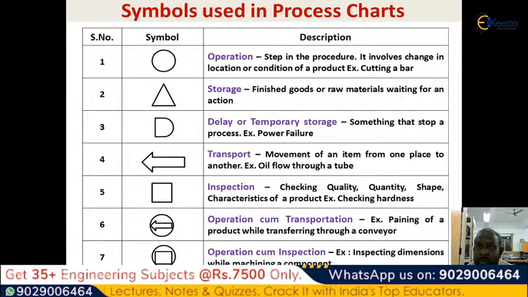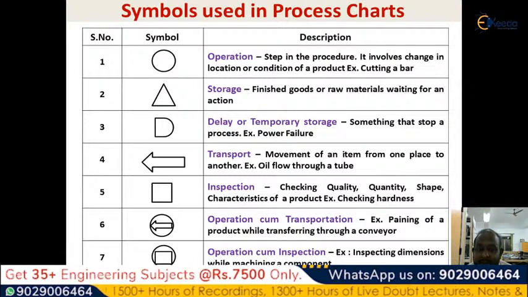So it is going to inspect, whether it may be a CMM, it may be a manual inspection, it may be checking a quantity, it may be checking a shape, it may be checking the characteristics, anything it can be. So these five symbols, that is circle for operation, triangle for storage, D for delay, arrow mark for the transportation, and a square for the inspection. So these five are going to happen inside the industry. And you can have a combination.